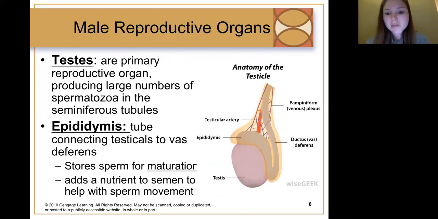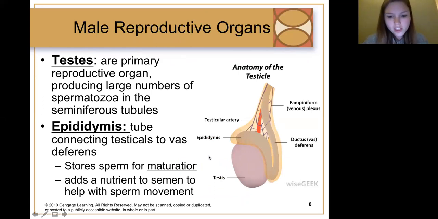And then the epididymis, which you can see on the right, is kind of this big curved looking structure here, is a tube that connects the testicles to the vas deferens, which if you remember from that picture of the structure, the vas deferens is the duct that kind of connects it to the rest of the reproductive tract.